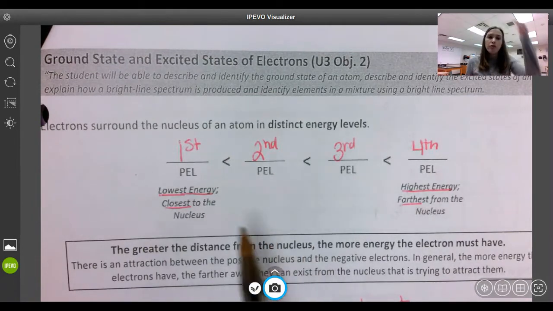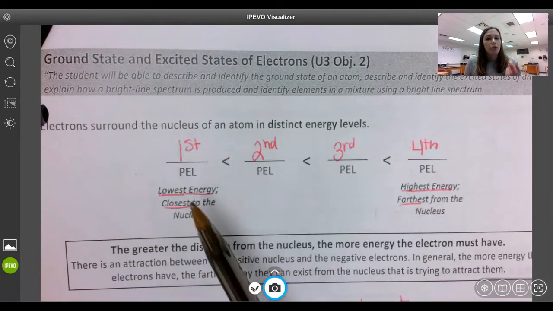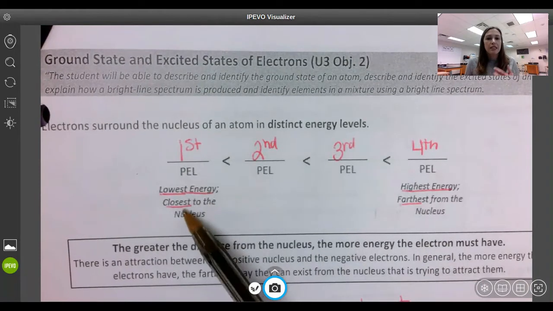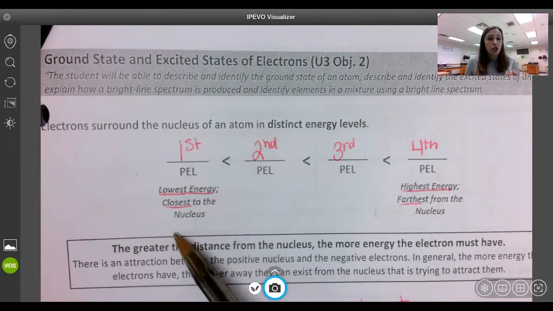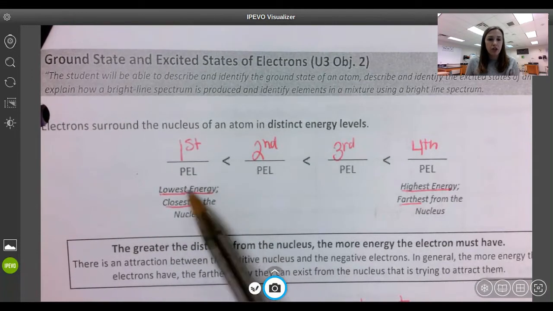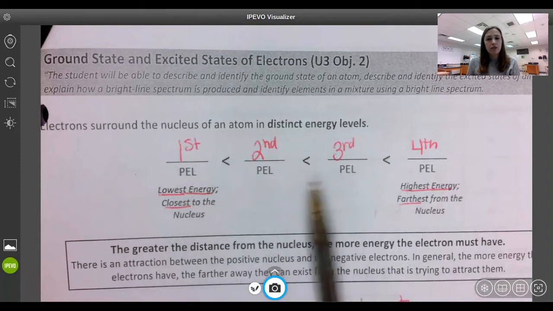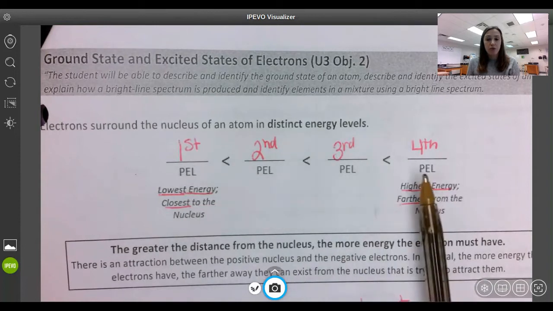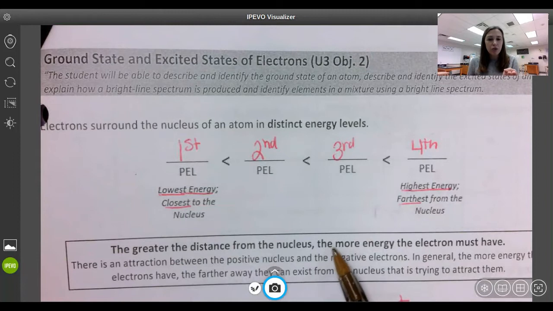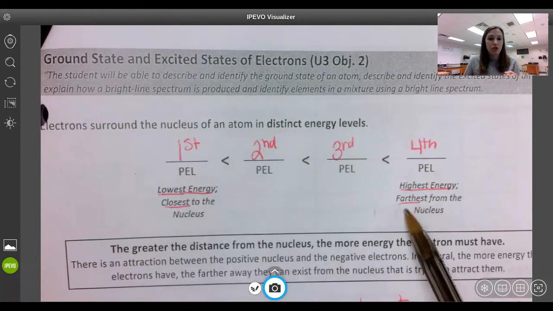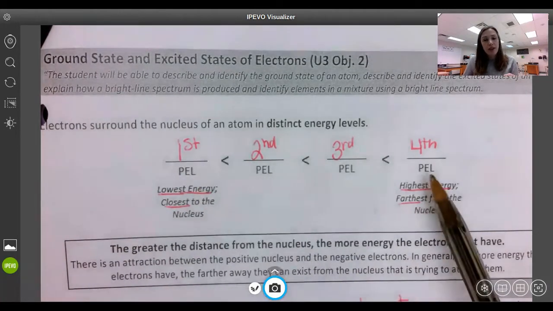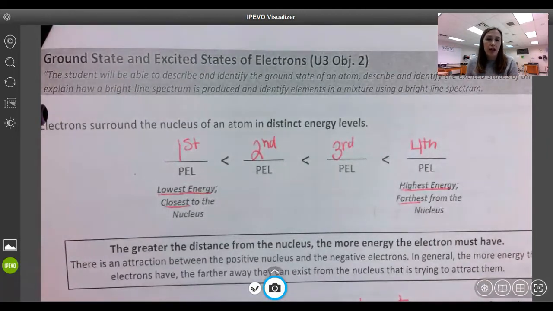So just to review from our first objective, just remember that we talked about how electrons are around the nucleus in that empty space and that they're in distinct energy levels. Okay, so that first energy level, which is closest to the nucleus, has that lowest energy. And then as those electrons have more energy, they can exist farther from that nucleus. So just remember that that positive nucleus and those negative electrons would naturally attract each other. So in order for those electrons to stay away from that nucleus, they need to have more energy. Okay, and the further away they can get, that's the more energy that they're going to have.